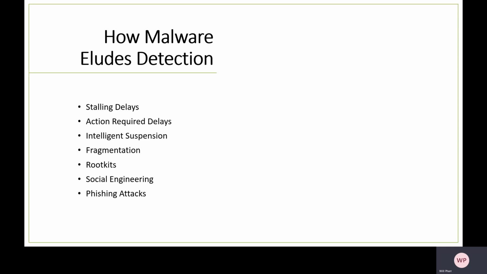We have rootkits, which hide malicious code at the fundamentals of the operating system. We have social engineering, which is using people's weaknesses against them to help infect themselves with malware. And then we have phishing attacks, another example of social engineering, where you send emails designed to look like they are from someone else or from a company you can trust, when really it is just a hacker sending them.